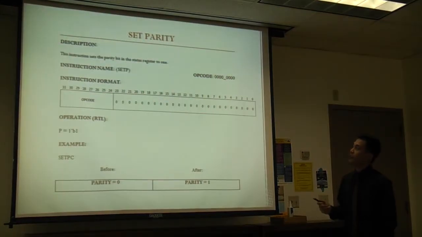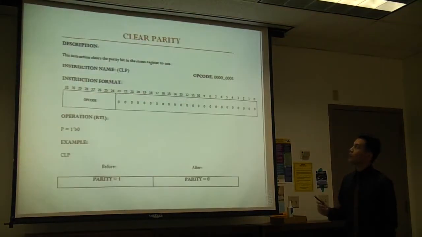For the parity flag, we also included 4 new instructions. The first one is set parity. Basically, it sets the parity flag. Our opcode is all zeros, and our name is set p. The instruction format is the same as set flag and processor. We have the RTL over here: parity equals 1 bit, and then we have an example, set p. It's supposed to be set p, typo, and then the before and after.